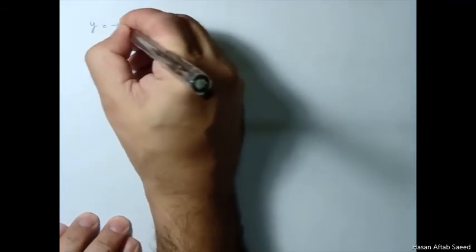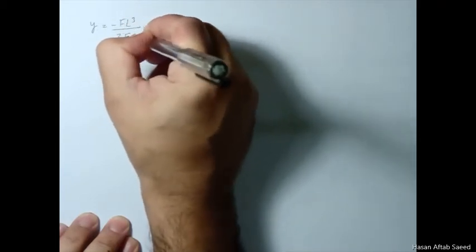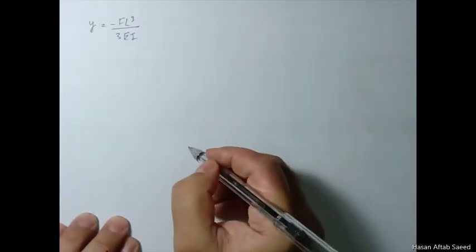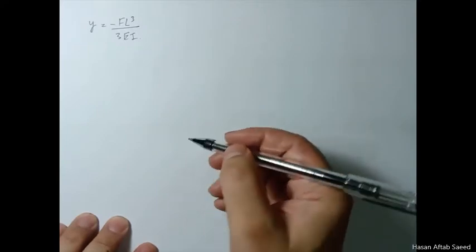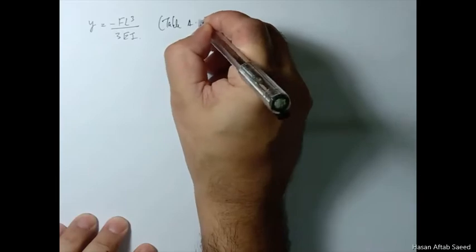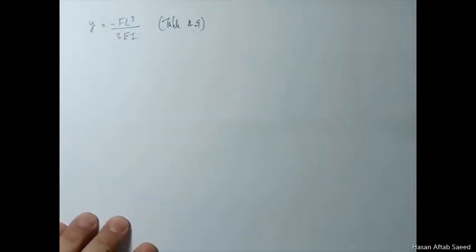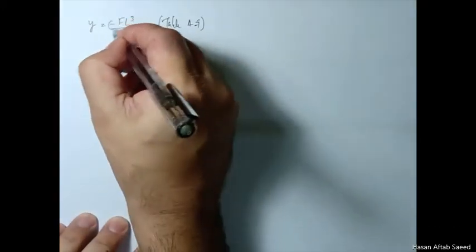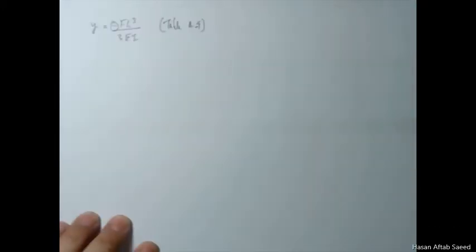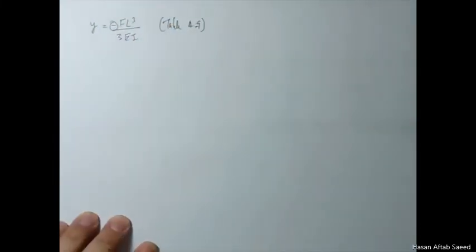For cantilever beams, the deflection is a very well-known expression, and even if you don't remember it, you can find it from Table A9 at the back of the book. But most engineers know this by heart. Now this negative sign is just for the downward direction. So as far as magnitude is concerned, this is it.